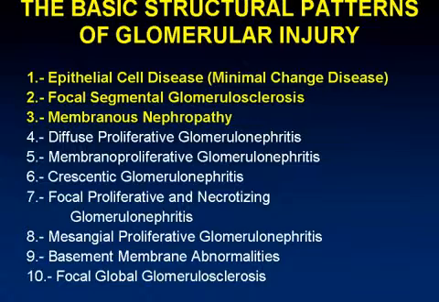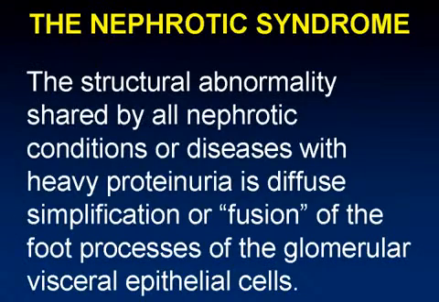Also, membranous nephropathy is a diffuse podocytopathy. In this case, added an immune complex disease in the subepithelial layer of the capillary wall. So these are the diffuse podocytopathies, if you want, the acquired diffuse podocytopathies that, as a consequence, present with a full nephrotic syndrome. So all nephrotic conditions as a structural counterpart will have a heavy proteinuria. It's the simplification, the diffuse damage, or what we call fusion of the foot processes of the glomerular visceral epithelial cell. That is in common to the nephrotic syndrome.